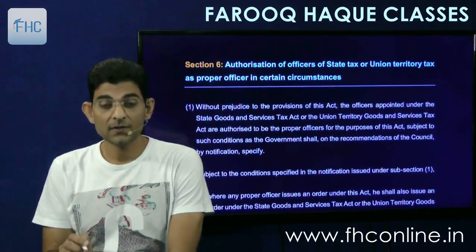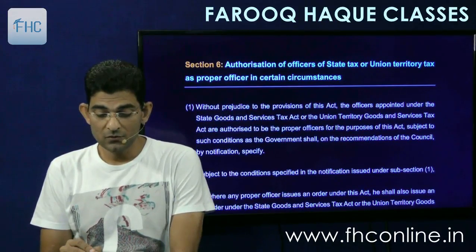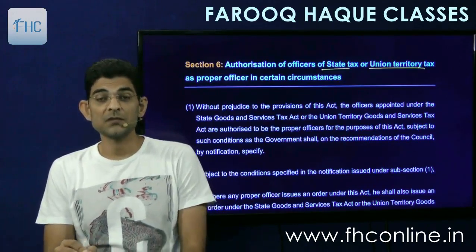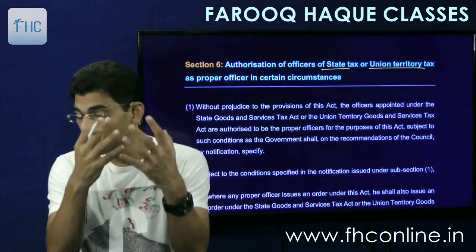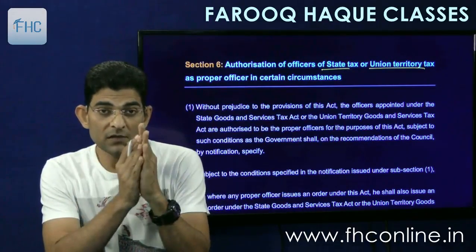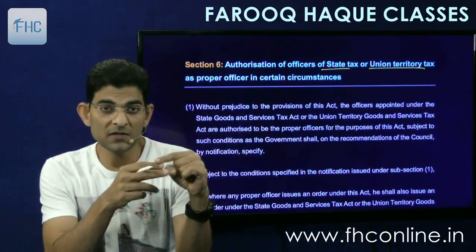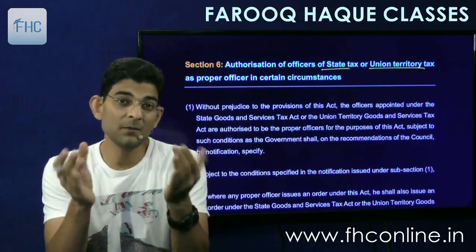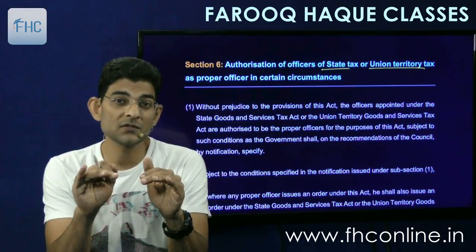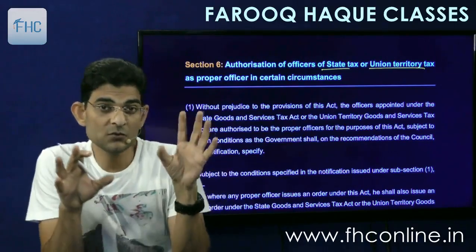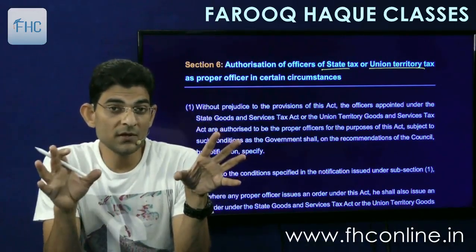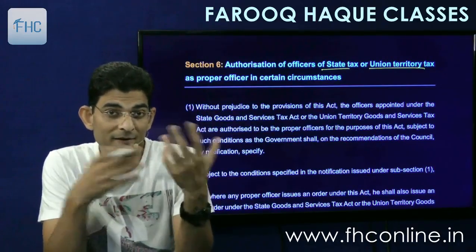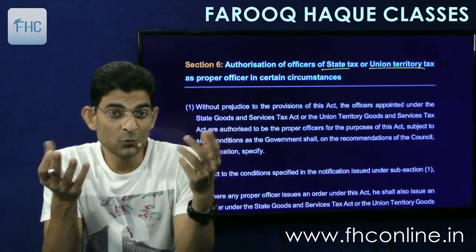And then section 6. Authorization of officers of state tax or union territory tax as proper officer in certain circumstances. Now since it is an integrated law, there will be central tax officers. The old excise department has become the central tax. Similarly, the old VAT departments of states have become the state GST officers. So you have state GST officers, central GST officers, and the union territory GST officers. So there can be conflicting provisions, about who will do what.